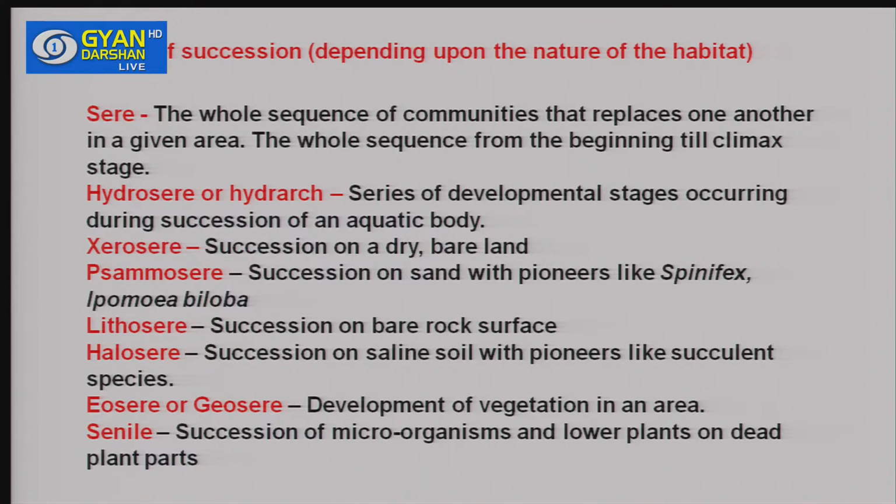Psammosere, that is succession on sand with pioneers like Spinifex and Ipomoea biloba. Lithosere, that is again on bare rock surface. Halosere, that is on saline soil. There can be certain pioneer communities, like certain succulent species, which come. Eosere or geosere, that is development of vegetation in any particular area. It's a very general term. Senile, that is succession of microorganisms and lower plants on dead plant parts. So these are different categories.